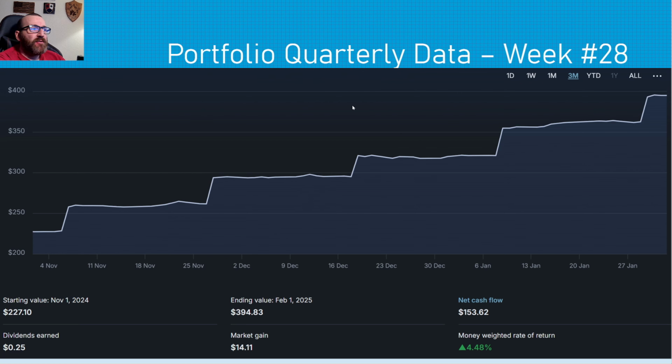We have our portfolio quarterly data for week 28. This is from November 1st, 2024 to February 1st, 2025. We have net cash flow of $153.62. So you see 5 deposits, $30 deposits. You see 1, 2, 3, 4, 5. So every 3 weeks over that 3-month period, you had 5 deposits equaling $150, and then the extra $3.62 is from dividends, cash. You have a money weighted rate of return 4.48%.